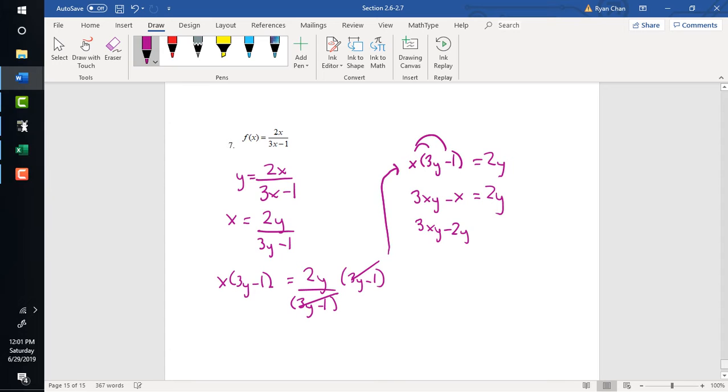I'm going to subtract the 2y over. I'm going to bring my 2y over and it turns negative, because I want all my y's on one side. Now this negative x doesn't have a y, so I'm going to move it over, which is what I want. Since they both share a y, I'm going to pull the y out, and then divide both sides by 3x minus 2.